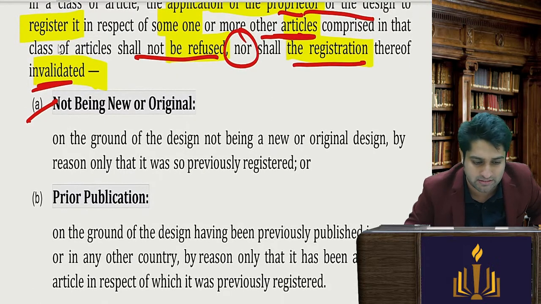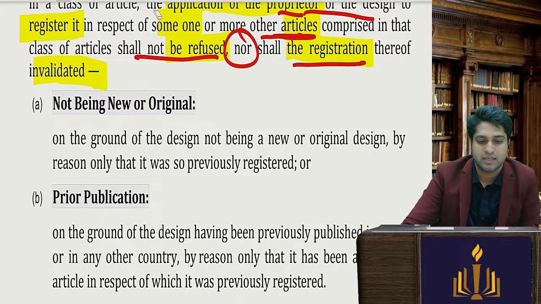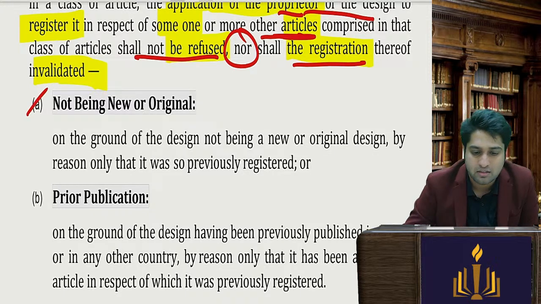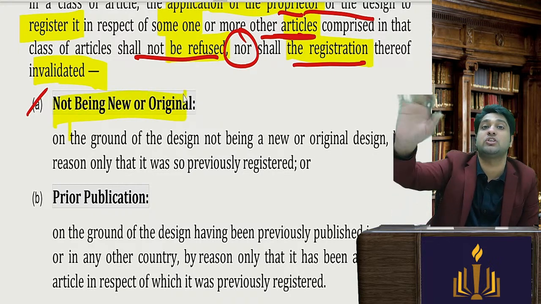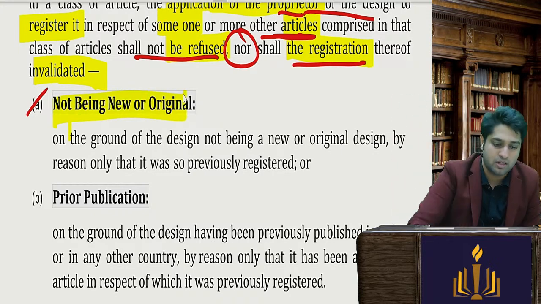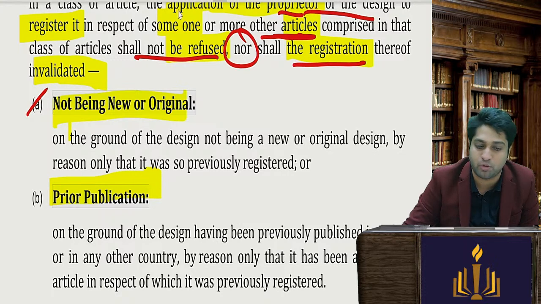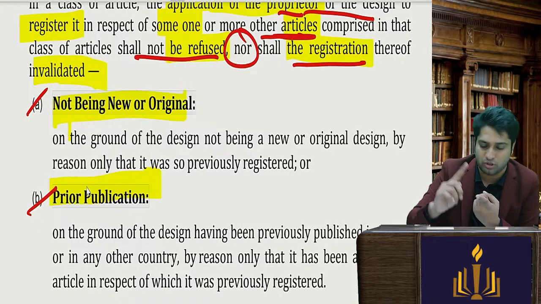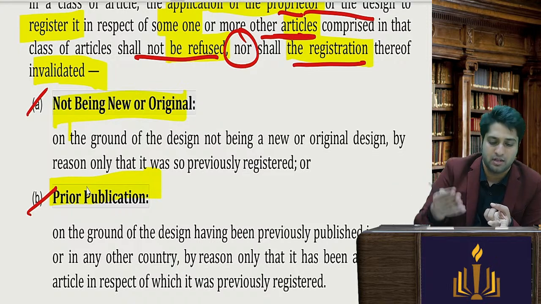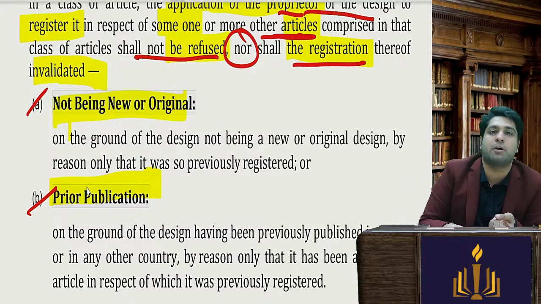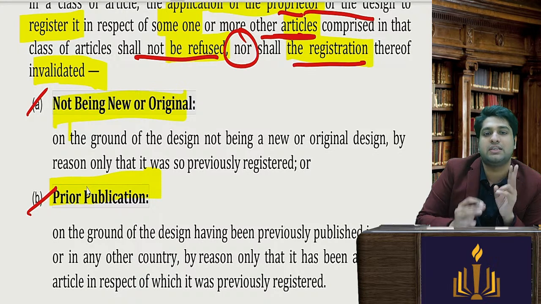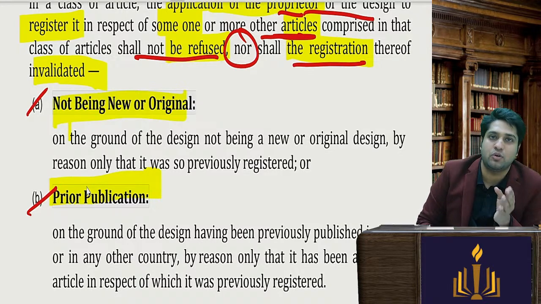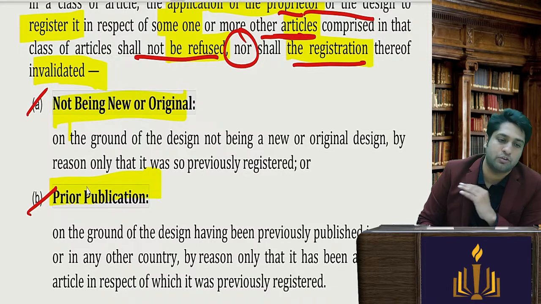Now again, very interestingly they have put it across that it cannot be denied by the controller that listen, this design is already, it's not new, it is already known since it was priorly published. I will say listen, both the grounds that it is not new, I was only the creator, and priorly published, I only got it published. So these two grounds cannot be a ground to invalidate my right to apply the design on other classes of goods.